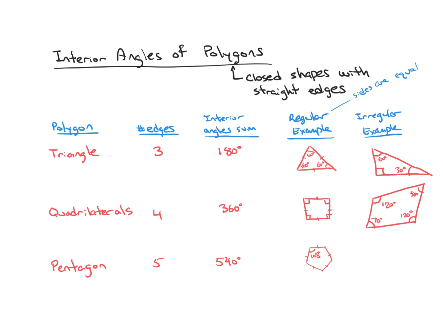I can try an irregular pentagon. So I need to draw 5 sides, but they're not going to be all equal. I'm going to make it easy on myself. I'm going to make a couple of box angles just so it's easier to come up with numbers. Why don't I just make an upside down house shape. Okay, so here I made these box corners, so these are both 90. So I've got 90 plus 90. That's 180 already.